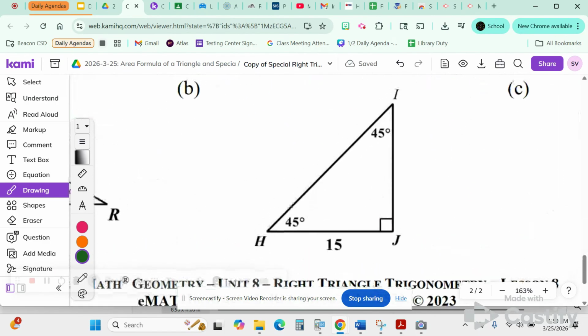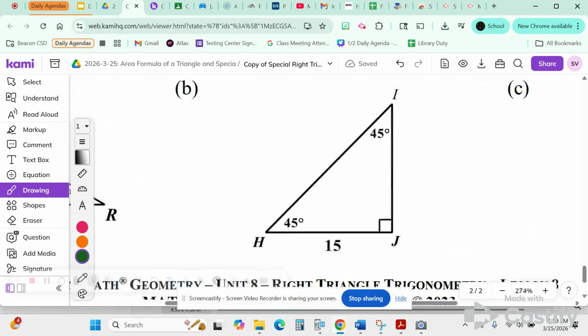For part B, we have our 45-45 degree angle. This 15 is one of the two congruent sides, so this 15 should make this side here also 15. And then the hypotenuse is going to be 15 square root of 2. That's it. That's the rule. All right? Nothing crazy.